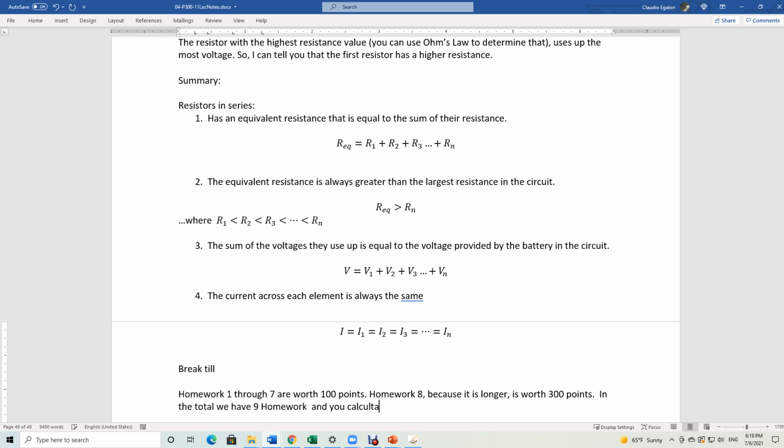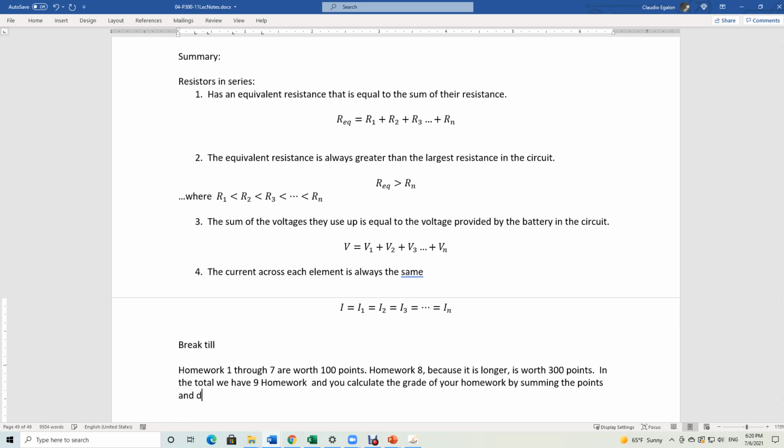And you calculate the grade of your homework by summing the points and dividing by 11. Why 11? Because the weight of homework 8 is 3. So it's homework 1, 2, 3A, 3B, 4, 5, 6, 7, and then homework 8 has a weight of 3, so you have 1, 2, 3. You sum all the points of those homeworks and divide by 11 to get the average.